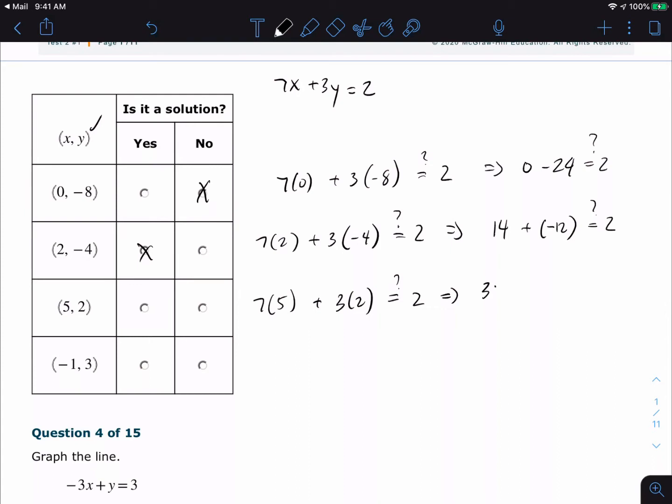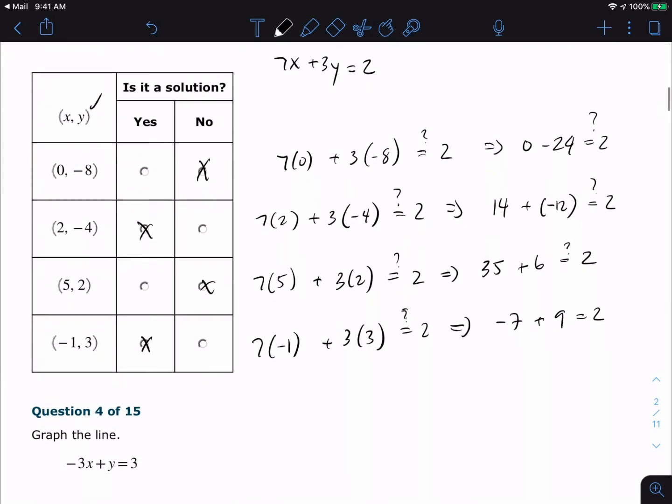So this would be 35 plus 6. Is that equal to 2? Of course not. And then 7 times negative 1 plus 3 times 3. Is that equal to 2? And so I think this is it. A negative 7 plus 9, is that equal to 2? And the answer is yes. So in this example, they tried to trick us. So let's not be lazy. Let's make sure that we check all possibilities.